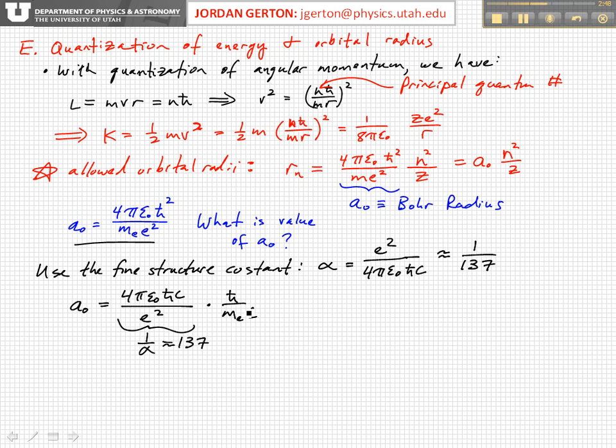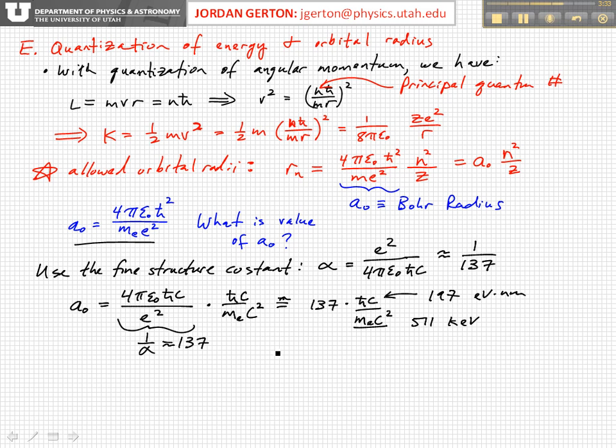Okay, and this we can multiply top and bottom by c, so we put a c on top and a c on the bottom, and now we have our happy h bar c, which we know the value of. So this is approximately equal to 137 times h bar c over m_e c squared. This h bar c is equal to about 197 electron volts times nanometers, and m_e c squared is the rest energy of an electron, which is about 511 kilo electron volts.